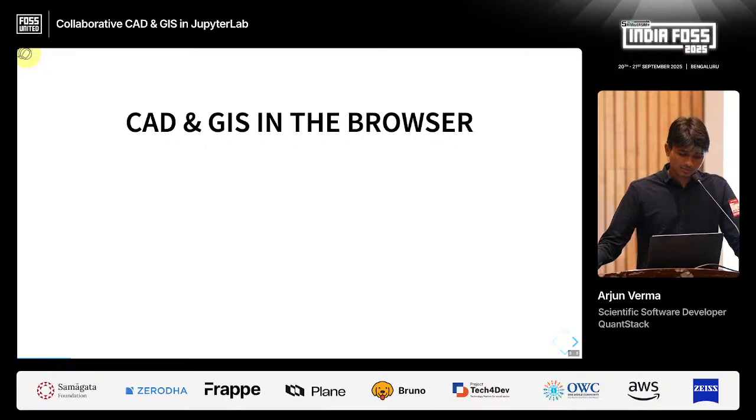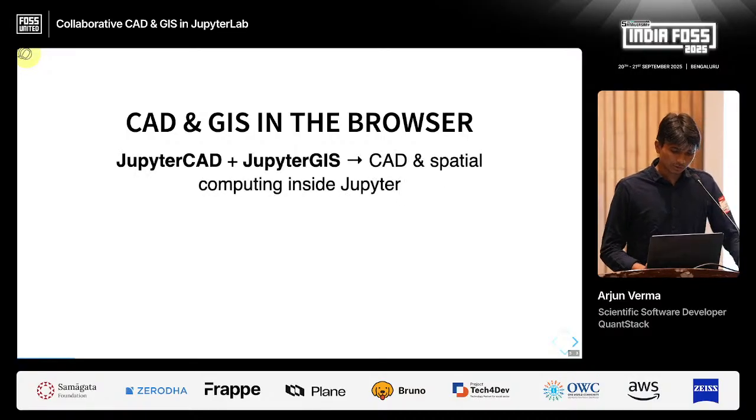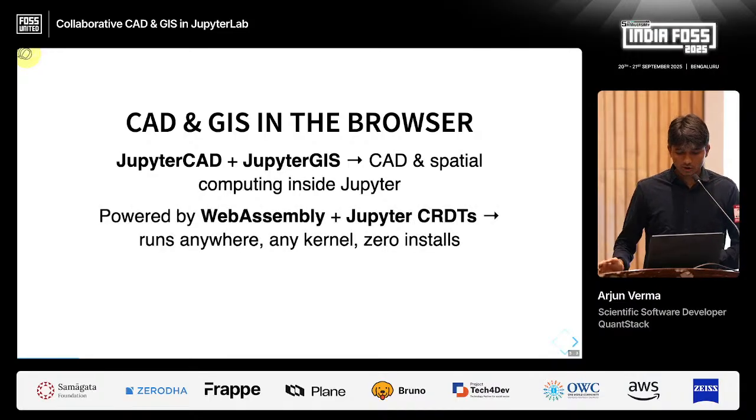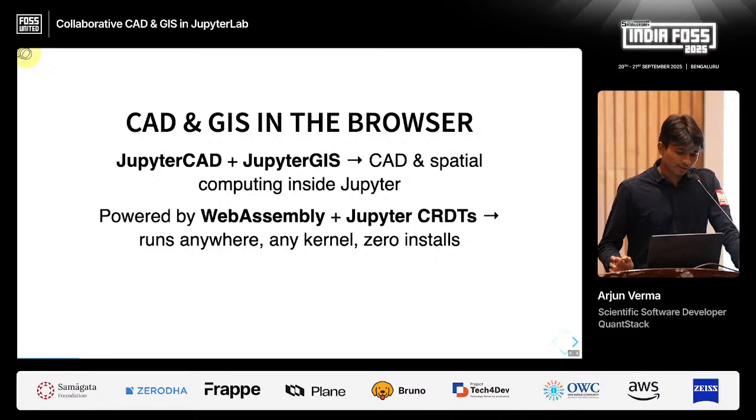So here comes Jupyter in the picture. What we are trying to do is replicate the experience of QGIS and FreeCAD inside the browser. JupyterCAD and JupyterGIS are CAD and spatial computing applications built in the Jupyter ecosystem, inside the browser only. It is also powered by WebAssembly and Jupyter CRDTs, which enables real-time collaboration. You can be sitting anywhere in the world and still collaborate with a colleague, like Google Docs.